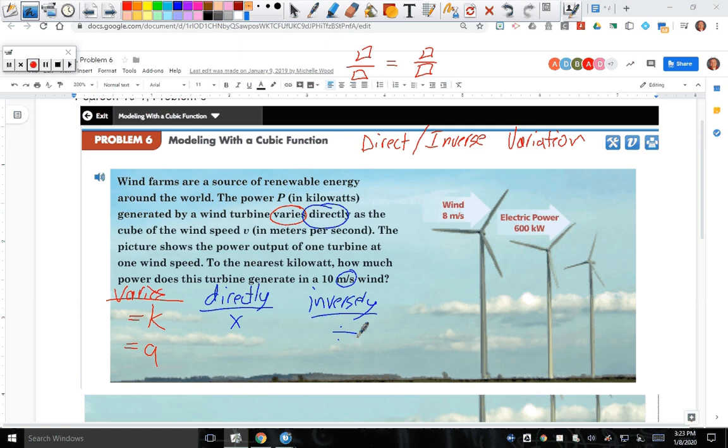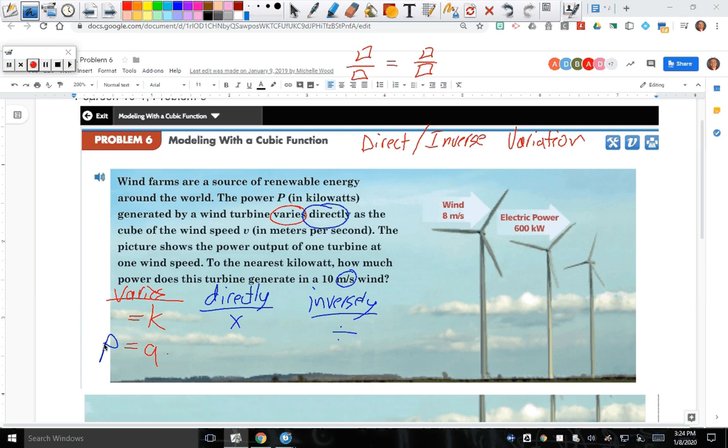Now, here we go. So I read varies directly, so what I'm going to put is equals K times something. Okay? You tell me, what should I put to the left of this equal sign right here, from reading that paragraph? The way Sophia read the paragraph, I should put P. Here we go. P varies directly. You see what I'm doing? I said varies, so it's equals A. I said directly, so it's multiplication.